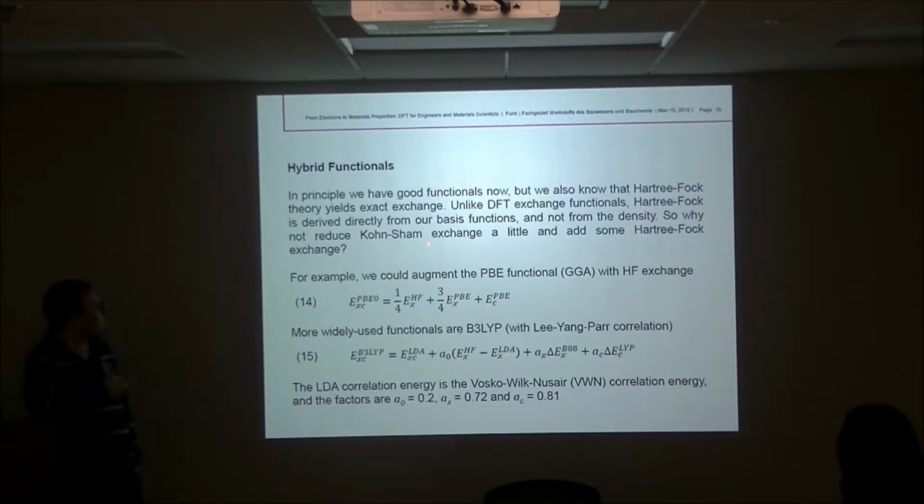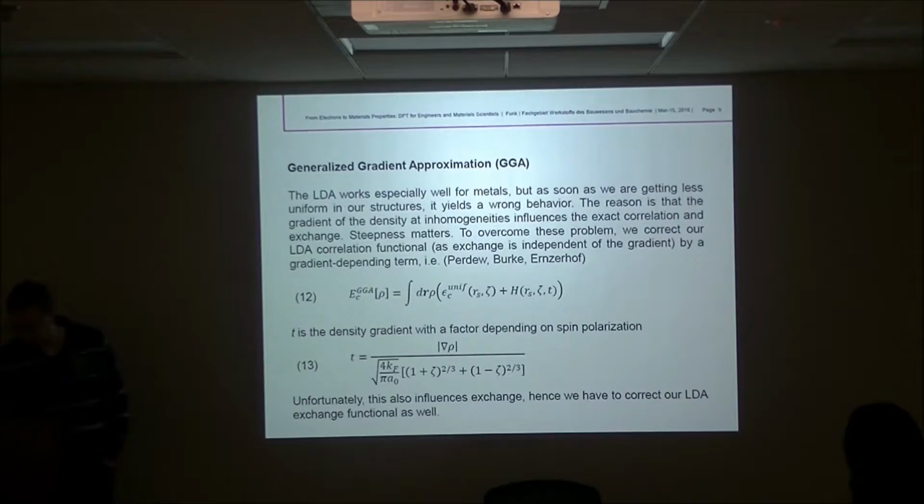So why don't we reduce our Kohn-Sham exchange a little bit and add a little bit of Hartree-Fock? If we exchange by 100%, it would not work, because then the correlation functional would be missing its counterpart, the exchange functional. But we can add at least a little bit. Many exist of these kinds. The PBE functional, which is, by the way, just this one here, PBE.